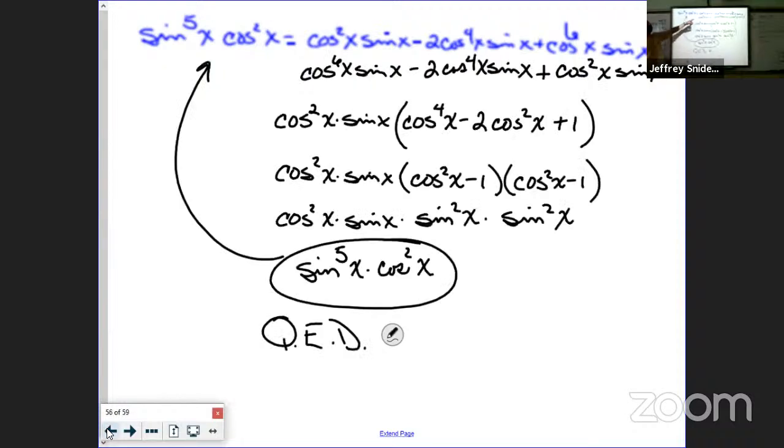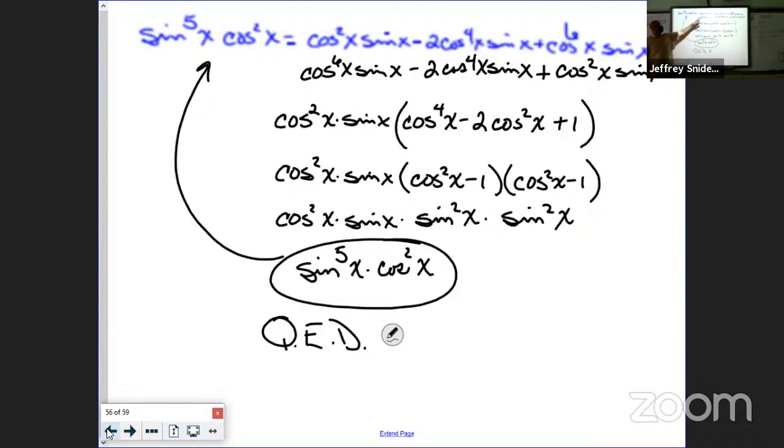So my first step here, all I did was write it in standard form, highest degree to lowest degree, like a polynomial. I just rearranged it. I put the 6th degree first, the 4th degree, and then the 2nd degree. That's all I did in the first step. I rewrote it.